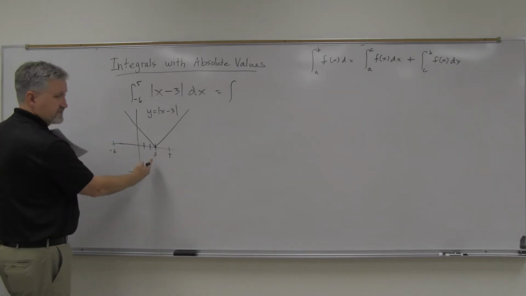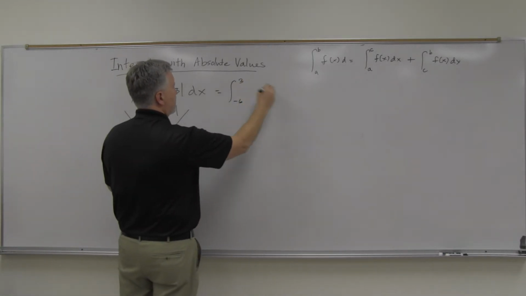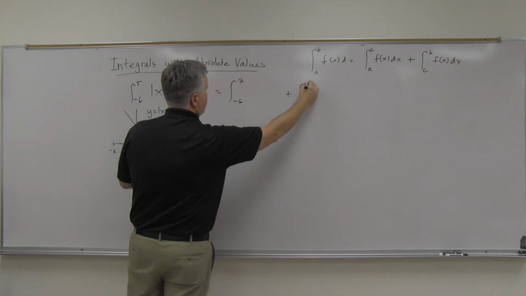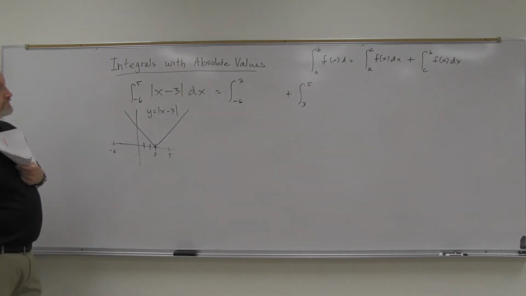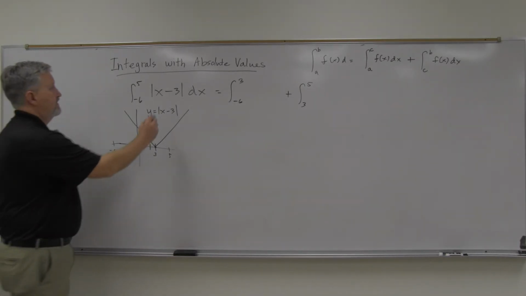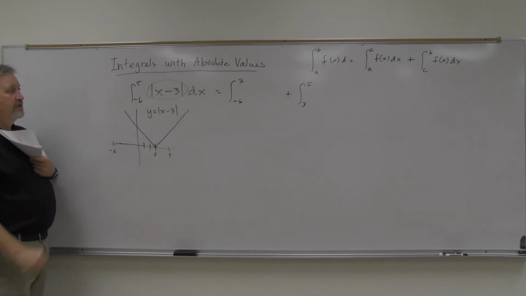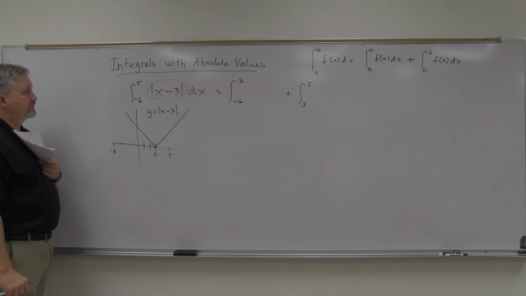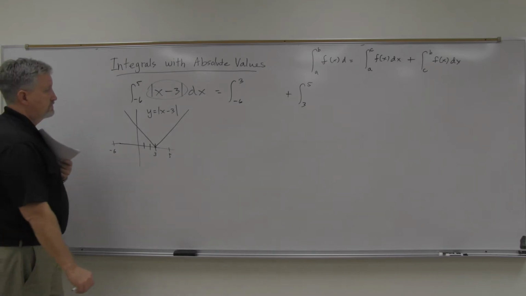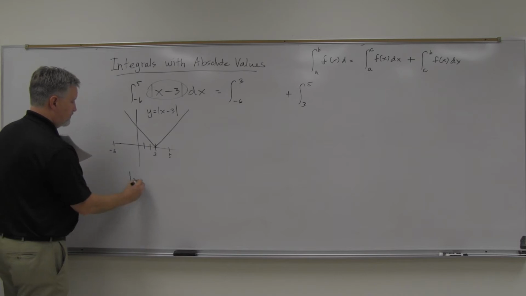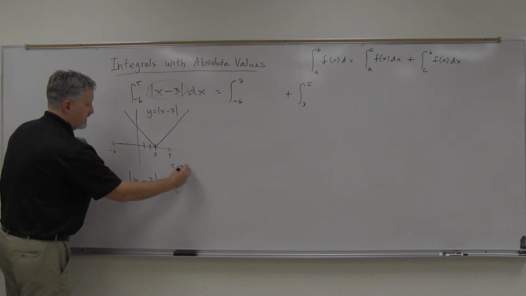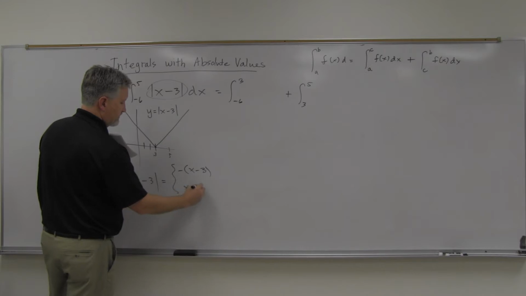And so I go -6 to 3, plus then 3 to 5. Now, the other thing is, well, what am I going to replace the absolute value of x minus 3 by in each of those parts? Well, one of them is going to be the negative of x minus 3, and the other one's going to be just x minus 3.